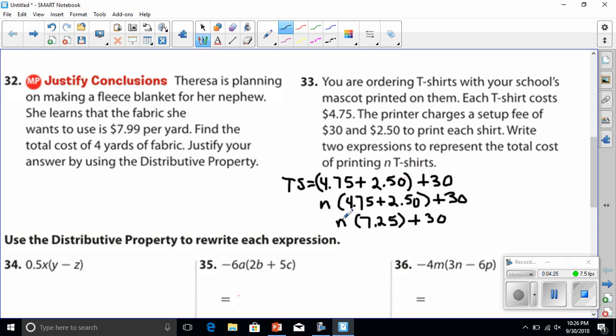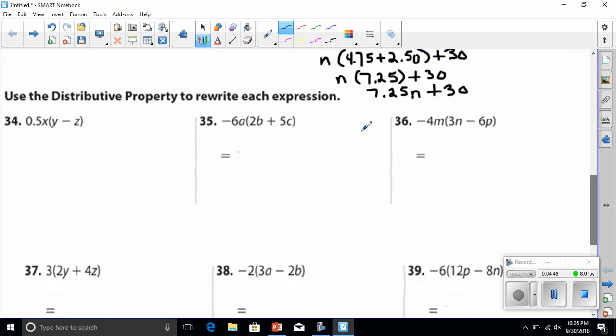And I could even go a little deeper because I can multiply n to 7.25. So I'll actually have 7.25n plus 30. And that's really as far as I can go because I can't combine unlike terms. So let's go to number 35.